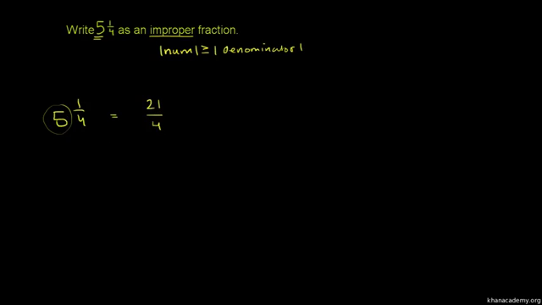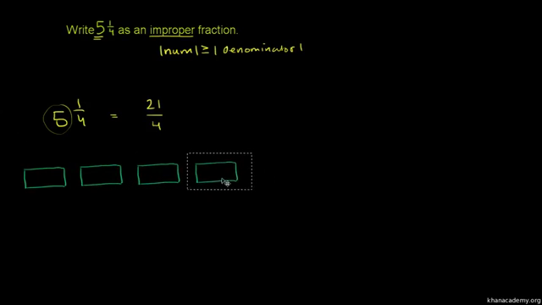To see why this works, let's think about what 5 1/4 means. It means we have 5 wholes. So let's say that this is a whole. That's one whole. Let me copy and paste it 5 times. That's 2, that's 3, that's 4, and then that is 5. So we have 5 wholes, the stuff I've drawn in green.